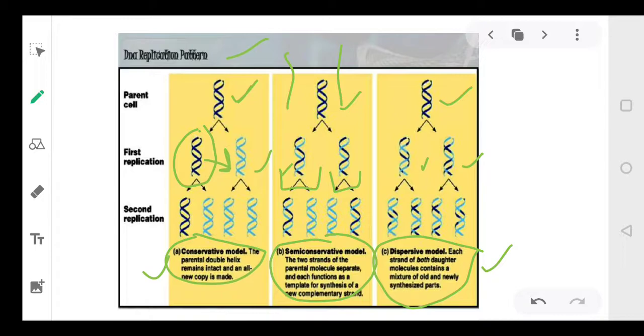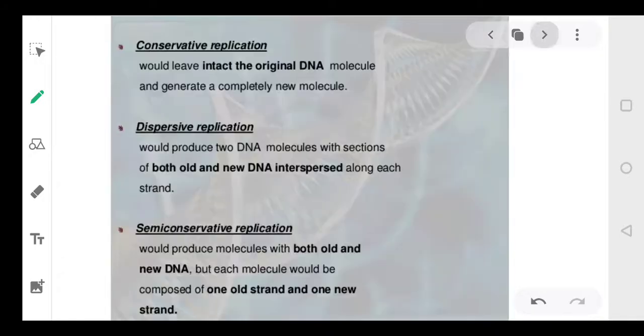But later on, Meselson and Stahl proved experimentally that the semi-conservative model is followed during replication. So Meselson and Stahl, our scientists, proved that out of these three, DNA only replicates using the second method, that is the semi-conservative model.